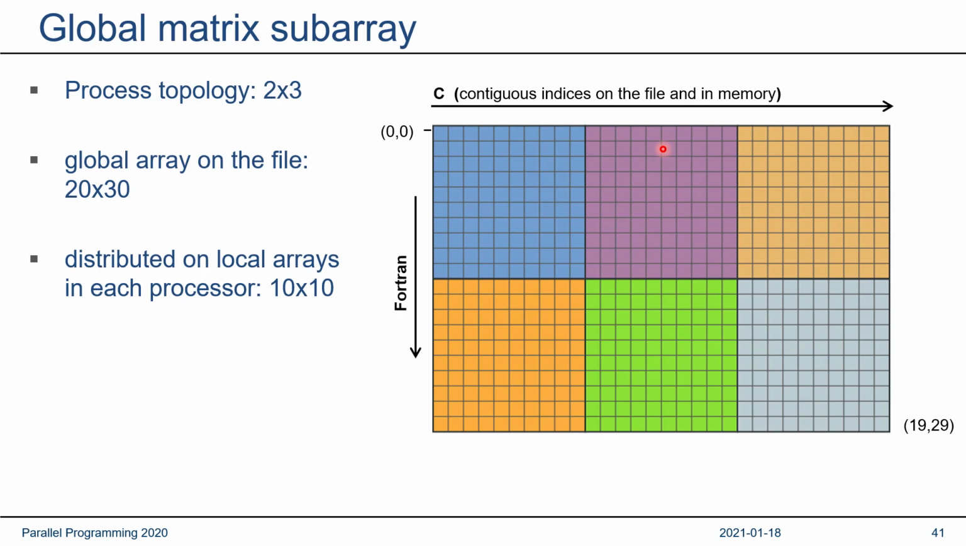The process topology chosen to distribute the ranks across this data structure is a 2 by 3 topology. So we assume we have 6 MPI ranks, and each rank should access a 10 by 10 subarray of the global matrix and store it into a local array. Of course, we want to do this as painlessly as possible for the programmer. So what we want to do is set up file views that let each process just read contiguously, or at least it should appear to read contiguously from the file, and end up with exactly the subarray it wants to read.